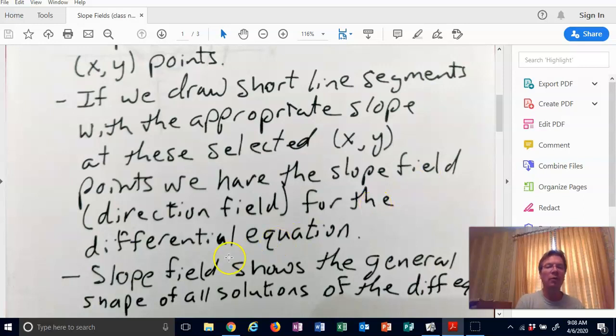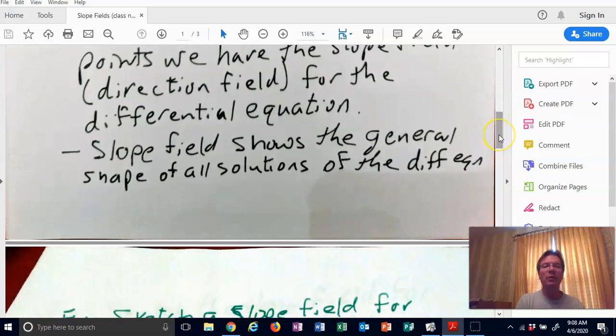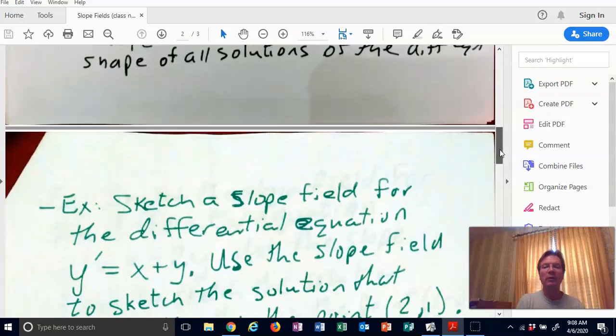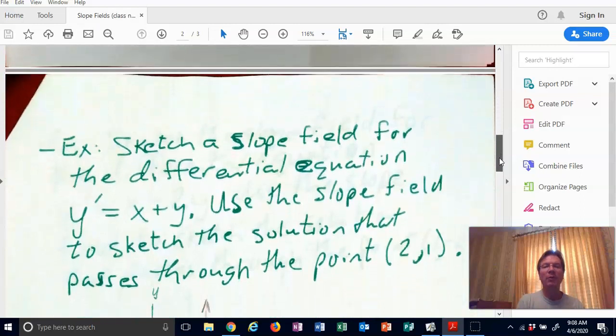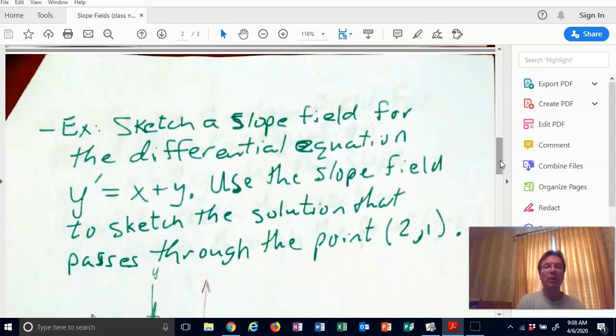All right, it's also called direction fields too. Slope fields show the general shape of all these solutions for the differential equation. So let's look at an example, and I'm also going to use a graphical approach with GeoGebra, and there's a differential equations calculator that we can use to kind of verify that we're on the right track.